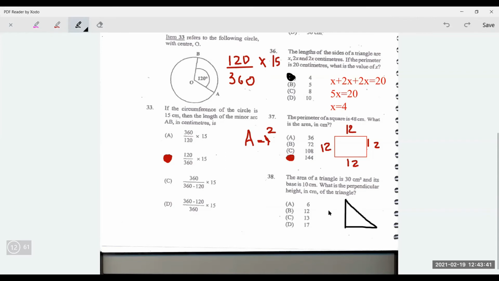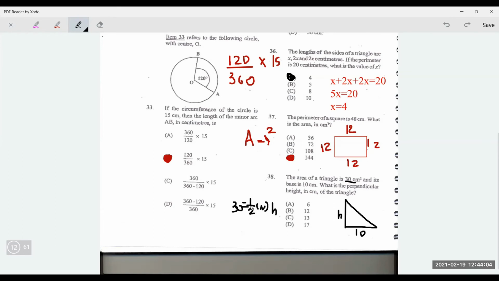It doesn't have to be a right angle triangle, but let's just picture it in our head like this. The base is 10, and we don't know the height, call it h, but we know the area is 30. Area of a triangle, 30, is equal to half base times height. So it's going to be a half of the base of 10 times the height of h.